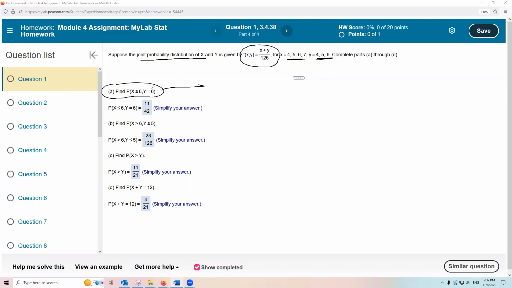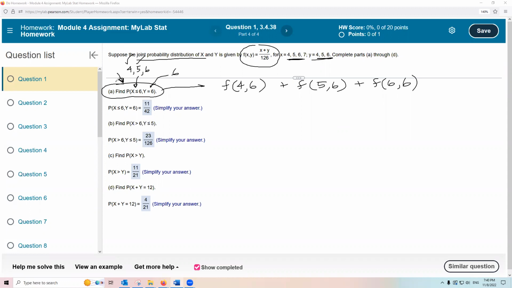Here's what I mean. Let's work with x less than or equal to 6. Let me write down the x values that apply here. For x to be less than or equal to 6, x could be 4 or 5 or 6. The y value is fixed at 6. So I'm going to write all these combinations. I'm going to take the x value of 4, match it up with the y value of 6. I'm going to take the x value of 5, match it up with a 6. And then I'm going to take the x value of 6 and match it up with the y value of 6. So these are all the combinations of x and y that match this criteria in this probability statement.